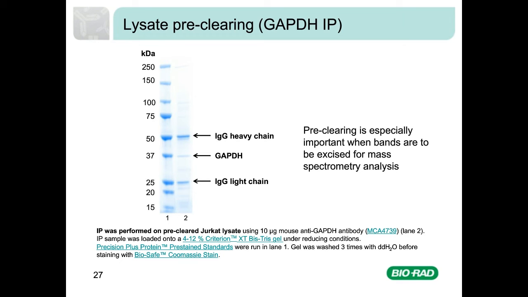When performing mass spectrometry analysis, it is important that your IP sample show as little background and contain as few contaminants as possible. This increases confidence in the relevance of the stained bands. You are more assured that the observed bands present on your gel are indeed your protein of interest and its interaction partners, rather than proteins binding non-specifically.